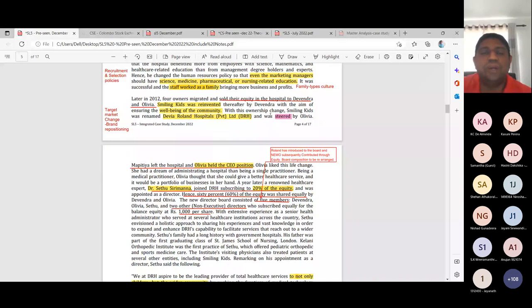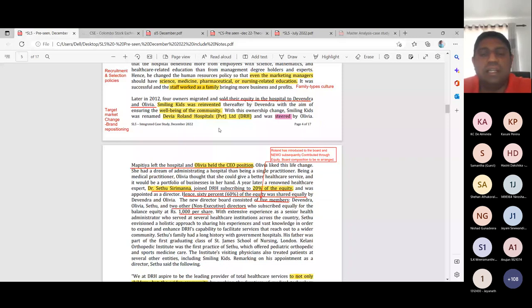With this ownership change, Smiling Kid was renamed Devia Rowland Hospital Private Limited and was steered by Olivia. That means led by Olivia, I'm probably right. Marpity left the hospital. Olivia held the CEO position. Now Olivia entered this business. The chairman is the husband, then the wife became the CEO in this business. Olivia liked this life change. She had a dream of administrating a hospital rather than being a single practitioner. Being a medical practitioner, Olivia thought that she could give better healthcare service, and it would be a portfolio business in her hand.